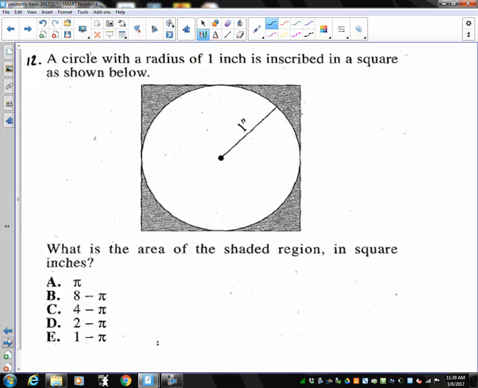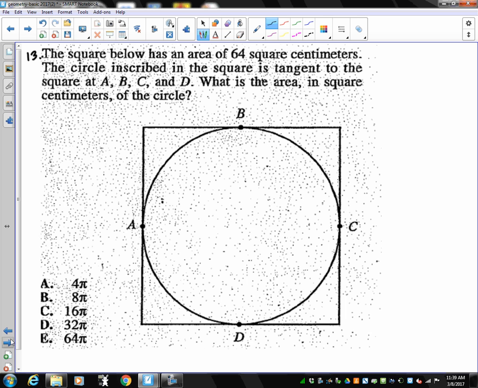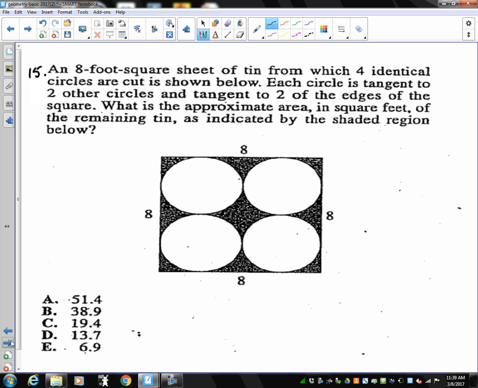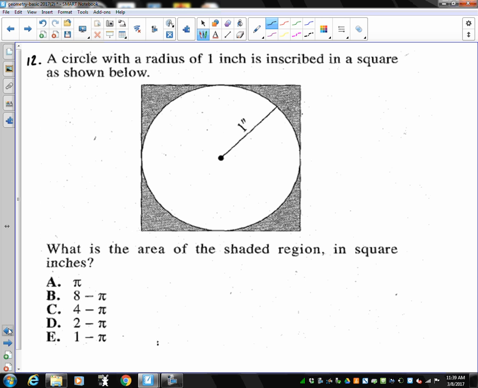Now, number 12, this is really a classic problem on the ACT. Usually you get some version like this one or some of these next ones here that are all really similar. There's always a question something like this. In one case, I believe last year, they had it in 3 dimensions, and it was a sphere inside of a cube, but they all have the same idea. So this says that the circle has a radius of 1 inch, and it's inscribed in a square. What is the area of the shaded region in square inches?